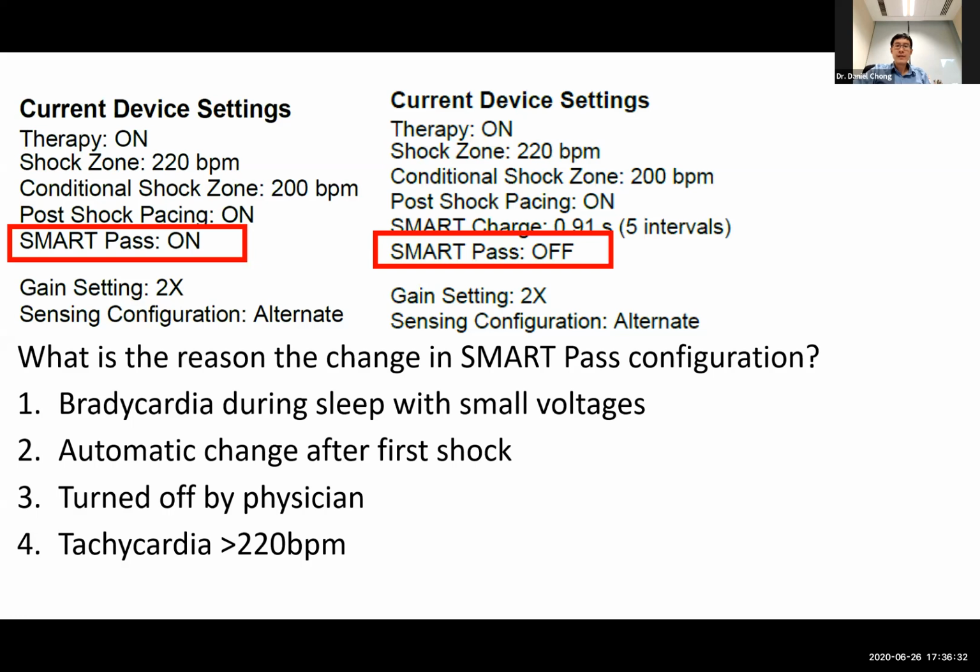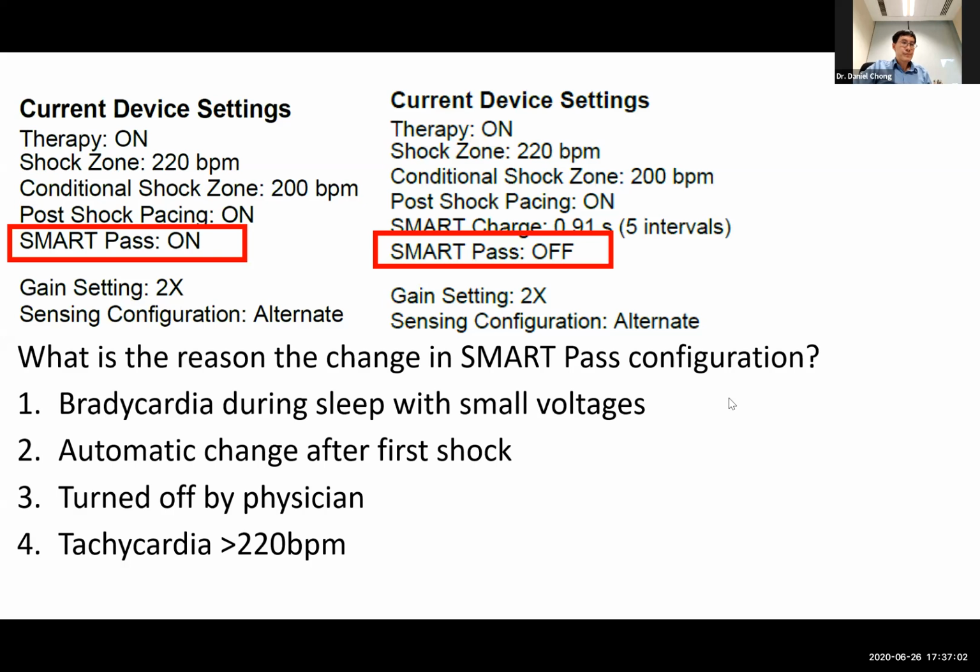Do we have the results? Okay. All right. So there's a smattering of results. Okay. So the answer actually was bradycardia during sleep with small voltages. It's actually answer number 1. So this is a function of the subcutaneous ICD smart pass system, which may not be that familiar to those of us who do not implant that many subcutaneous ICDs.